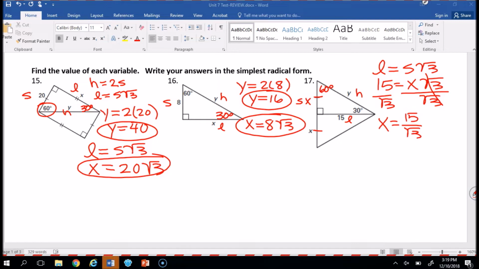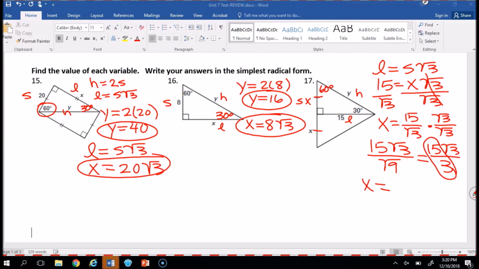And again, we can't have that radical in the denominator, so we need to multiply top and bottom by the square root of 3 over the square root of 3. That's going to be 15 square root of 3 over the square root of 9. We know that the square root of 9 is 3, so 15 square root of 3 over 3. Again, those can be reduced. So our answer here for x is going to be 5 square root of 3.